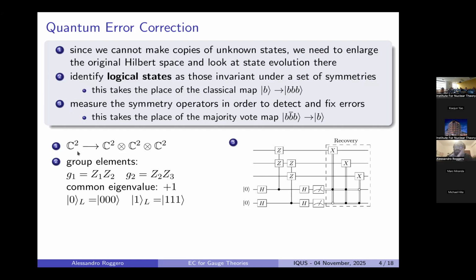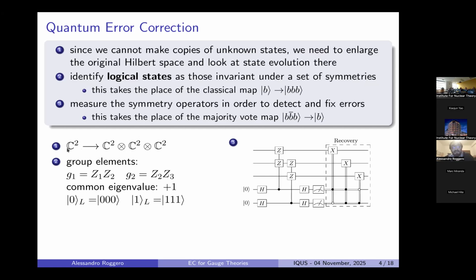Imagine you have one qubit and you want to preserve it in time. Instead of setting up your calculation with a single qubit, you set it up in the Hilbert space of 3 qubits. And then you choose 2 commuting operators, 2 commuting symmetries. In this case, it's the Pauli Z on the first qubit, and the second symmetry is the Pauli Z on the second and the third. These 2 are specifying the symmetries you want your state to be invariant with, which means that you want to only keep states.